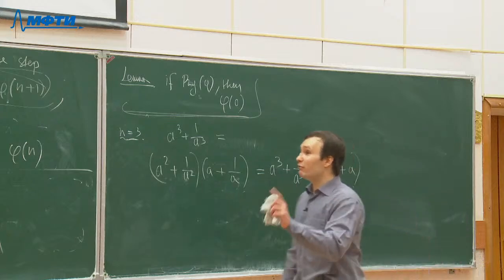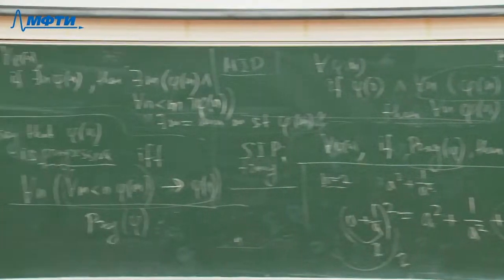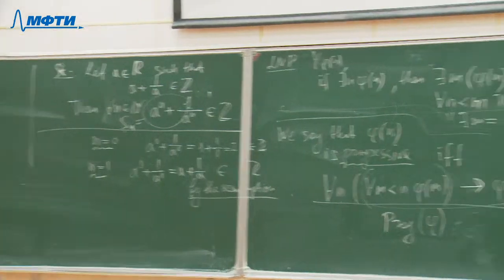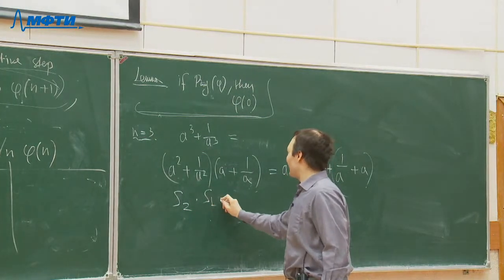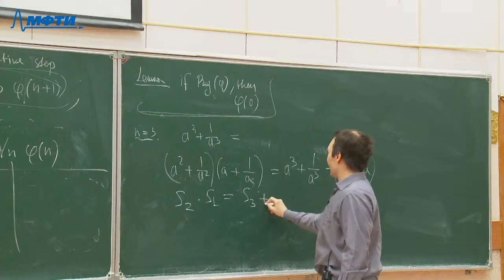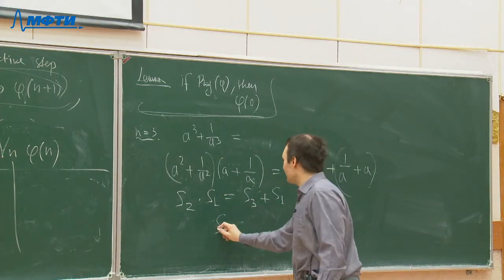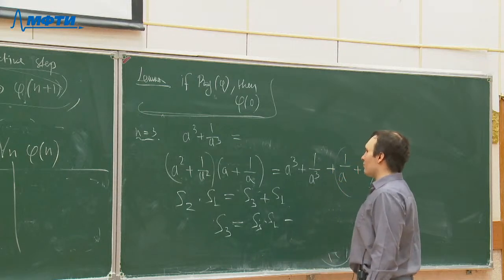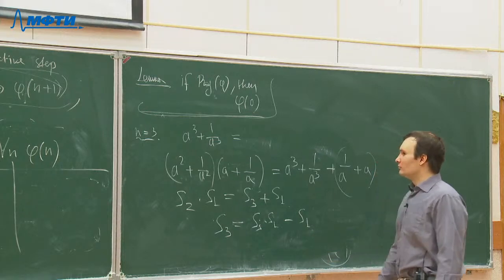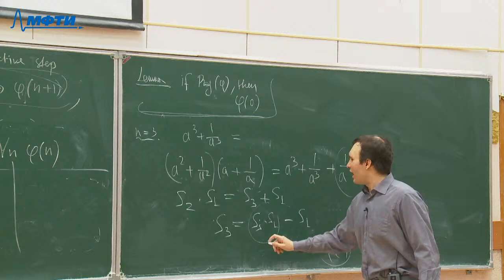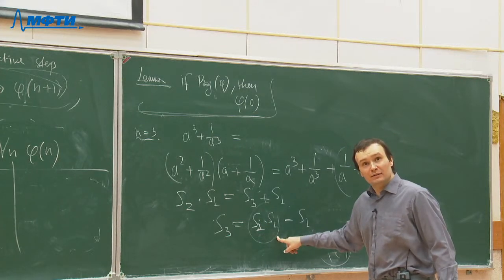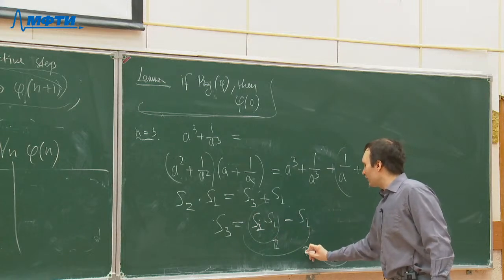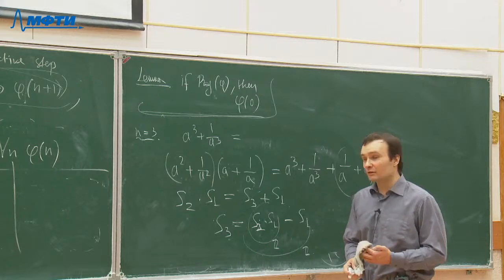So if we denote our number somehow, say S n, then we see that S2 multiplied by S1 equals S3 plus S1. Or likewise, S3 equals S2 multiplied by S1 minus S1. Of course, if these two are integers, the product of two integers is integer. The difference of two integers is integer. So this is integer. Okay.